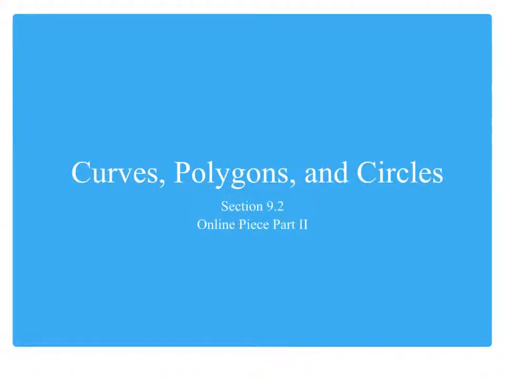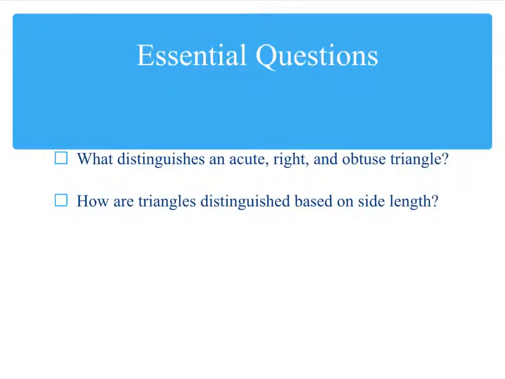So this will cover section 9.2, part 2 on curves, polygons, and circles. There's two big pieces that we're going to cover here. We're going to talk about what makes something acute, right, or obtuse when it's listed as a triangle. And the second thing is how are triangles distinguished based on their side length.